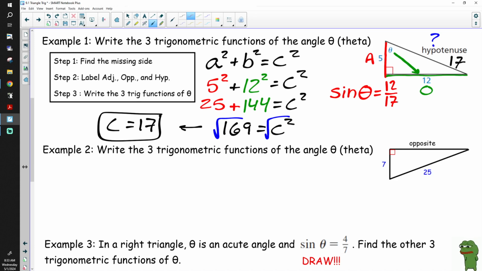Let's do cosine. Cosine of theta equals... SOHCA, adjacent over hypotenuse. 5 over 17. Is it all coming back? And last but not least, we have tangent of theta. 12 over 5. Opposite over adjacent.